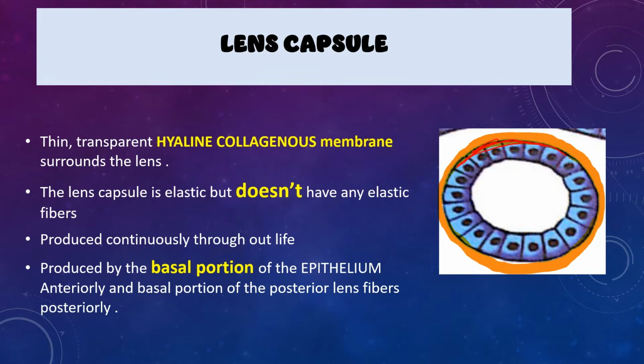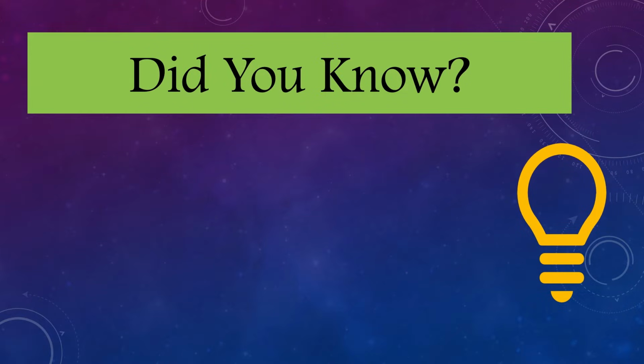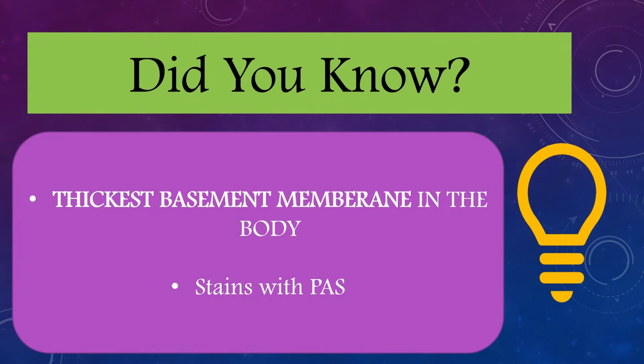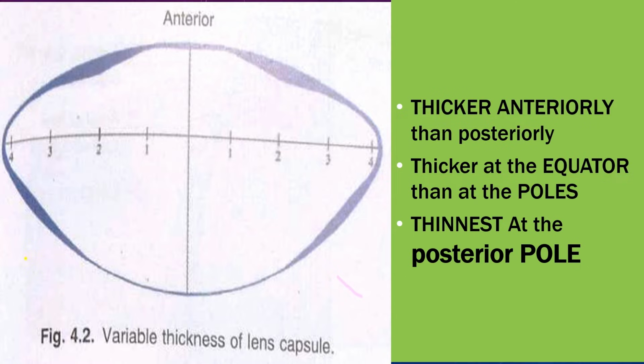So it is secreted by the basal portion of the epithelium anteriorly, and the basal portion of the posterior lens fibers posteriorly, not the posterior epithelium. So why the posterior fibers, not the posterior epithelium? I'll tell you in a while. Before that, did you know that the thickest basement membrane in a human body is nothing but the lens capsule? Okay, now the lens capsule stains with periodic acid Schiff stain. So that is also one more point that you should remember.